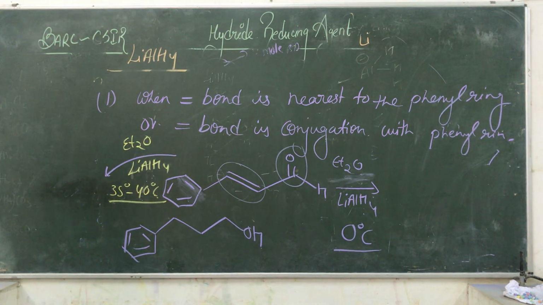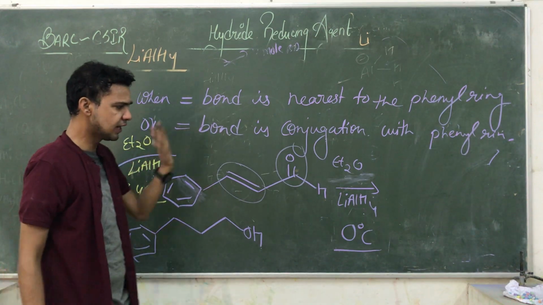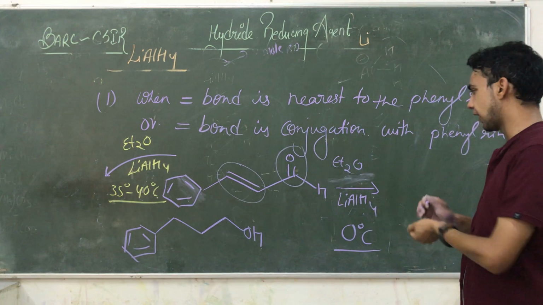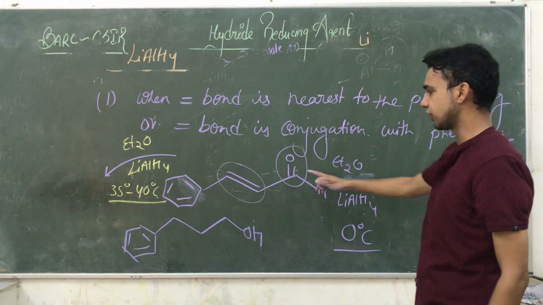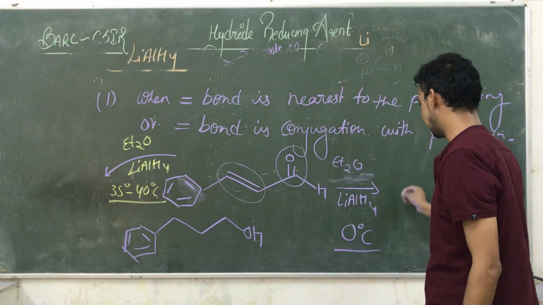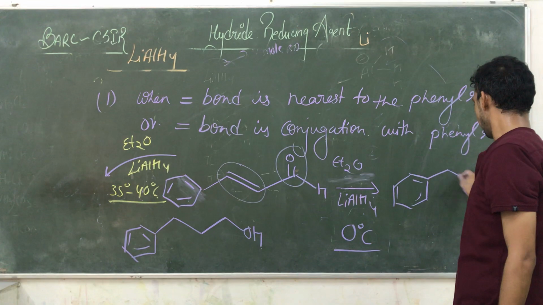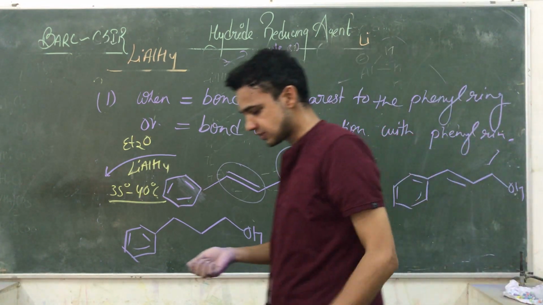So that is a condition in which they are giving you a certain kind of product. But if the reaction takes place at 0 degrees Celsius, at that time they only affect this aldehyde group, they do not affect this double bond. So at that time you are getting only what? That is the phenyl ring, okay, and the double bond remains the same.